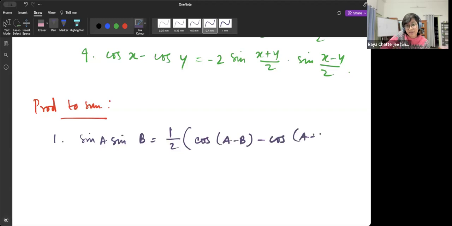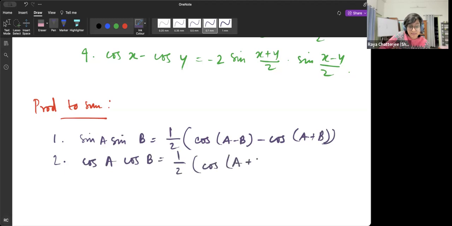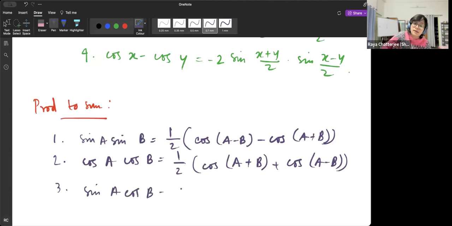Cos A plus B. Second one, cos A cos B is half cos (A plus B) plus cos (A minus B). Sin A cos B is half sin (A plus B) plus sin (A minus B).